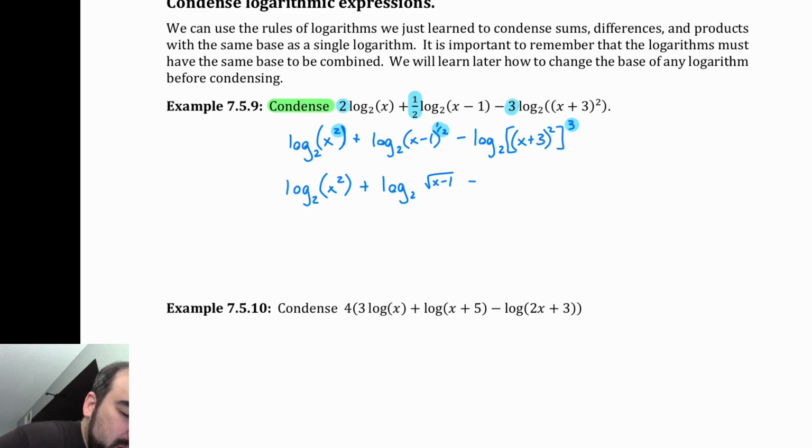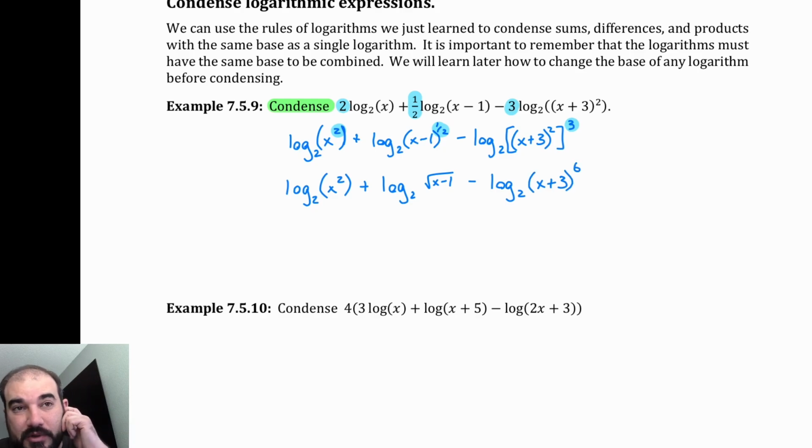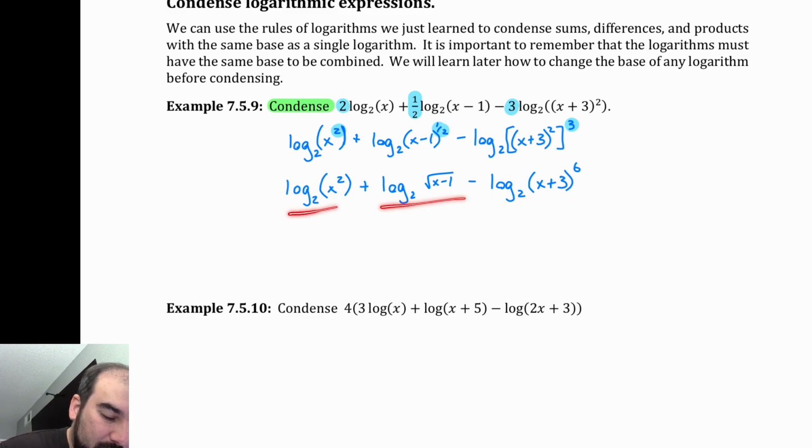And then finally, when I have an expression raised to a power raised to another power, we're going to multiply those exponents. These are laws of exponents that you should know at this point. So that'll be x plus 3 to the 6th power, because when you raise a term or expression to an exponent and then raise that whole expression to another exponent, we multiply them. So now it's in the simplest form for each log.